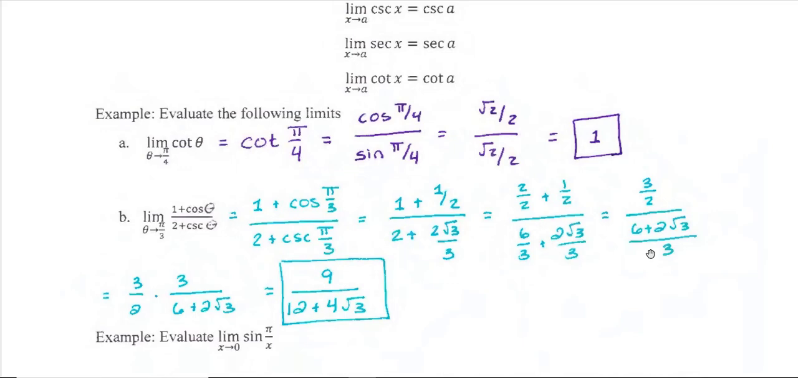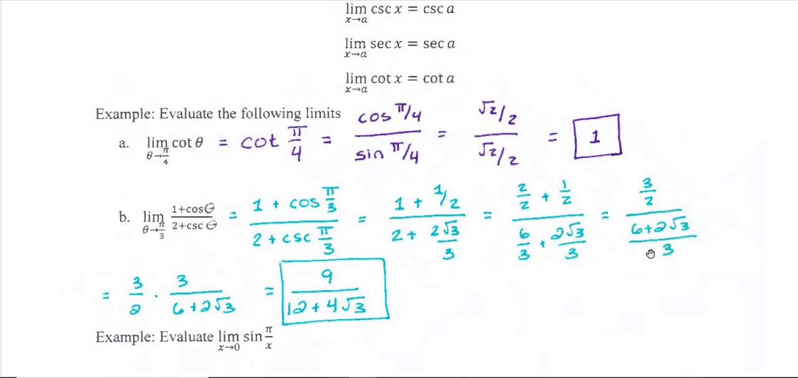If we wanted to take the limit as theta approaches pi over 4 of the cotangent of theta, we'll try direct substitution. That would give us the cotangent of pi over 4, which, as most of you know, is 1. But if you didn't, you can change that into cosine of pi over 4 over sine of pi over 4. The cosine of pi over 4, you should know, is root 2 over 2. Same as the sine of pi over 4 is also root 2 over 2. And root 2 over 2 divided by root 2 over 2 will give us 1.